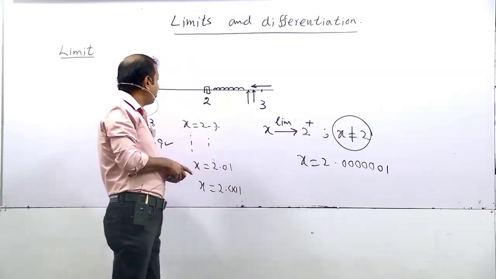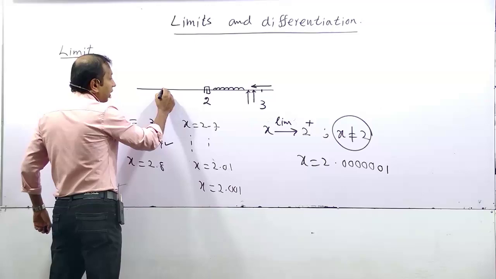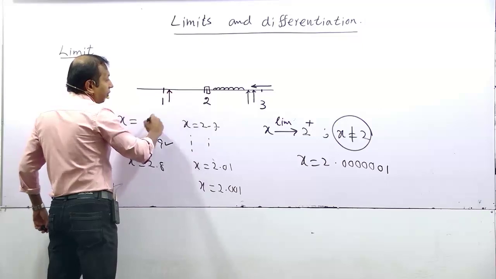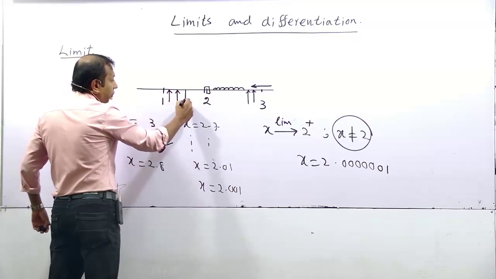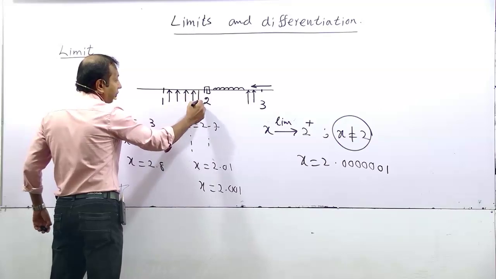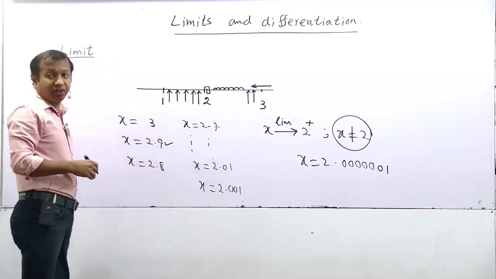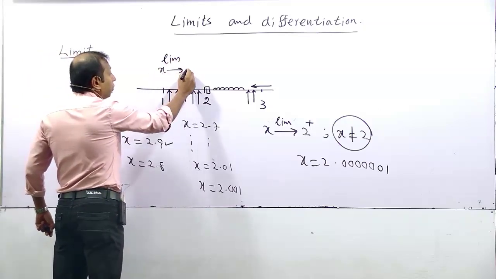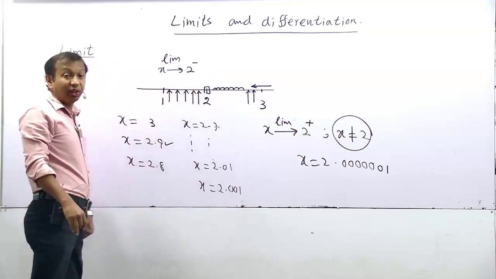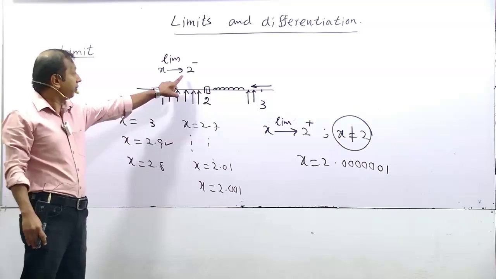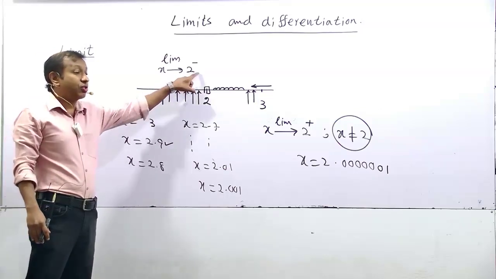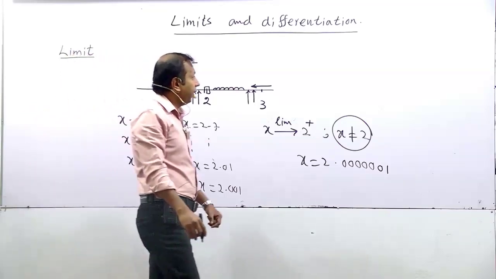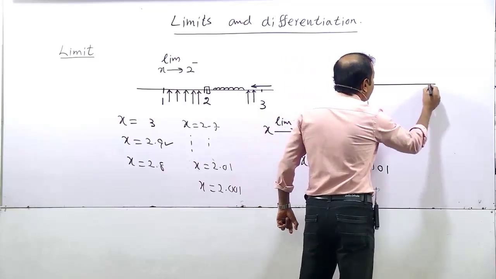Right. Now suppose x is coming from this end like this: 1, 1.1, 1.2, 1.3, and so on this way. Then how should we write that? Lim x approaches 2 on the left of 2. Understand? That is how we write it. This also doesn't mean that x takes 2. So this way, x comes closer to this 2 from both sides of 2.